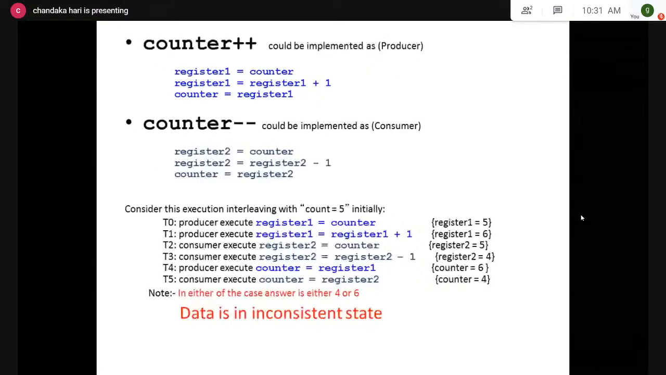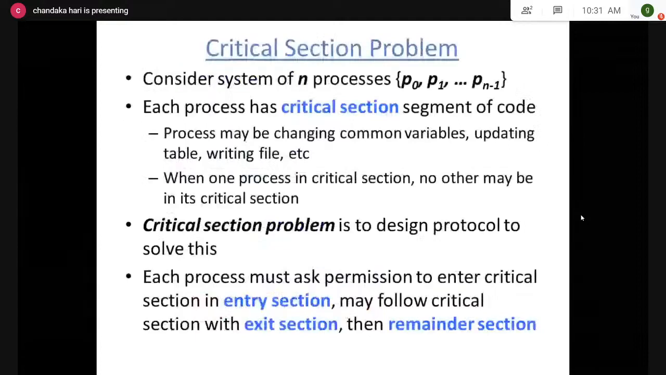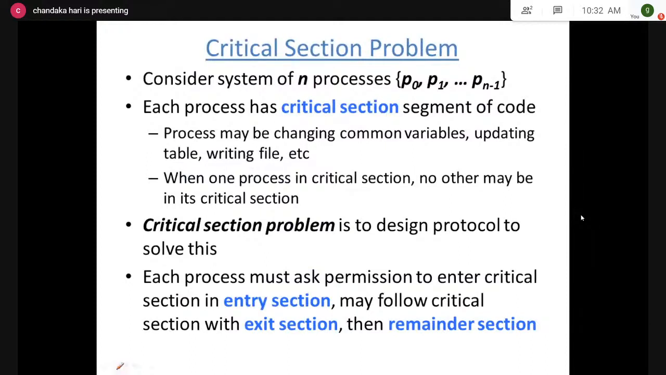In order to overcome this inconsistency, one scientist proposed the critical section problem: any algorithm you write must satisfy the critical section conditions. What are these conditions? There are 3 conditions: mutual exclusion, progress requirement, and bounded waiting. Mutual exclusion means that if any process is executing in its critical section, no other process is allowed to enter into its critical section. That is, the maximum number of processes that can be allowed into their critical sections is only one process at a time. After that, the progress requirement.